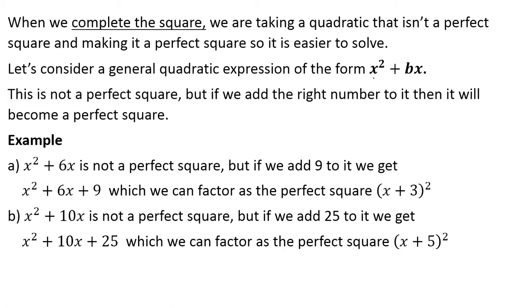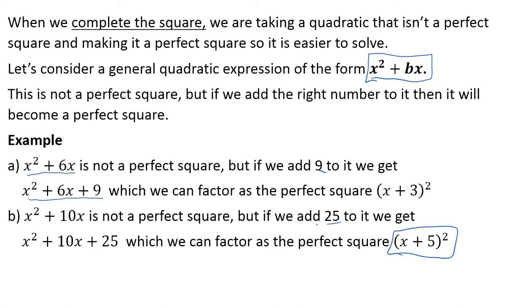So let's say we've got a general quadratic x squared plus bx, all right? Hey, that's not a perfect square, of course, but if we added the right number to it, it will become a perfect square. A couple examples. X squared plus 6x. If you add 9 to it, you would get x squared plus 6x plus 9, which factors to x plus 3 quantity squared. Nice, perfect square. X squared plus 10x. If you add 25 to it, you would get x squared plus 10x plus 25, a nice, perfect square.